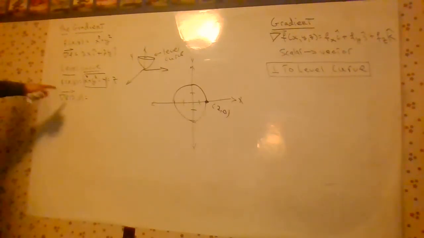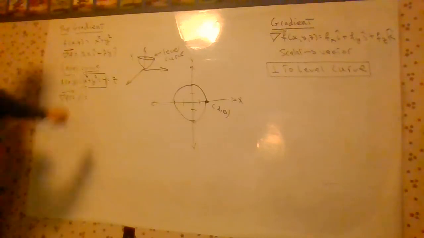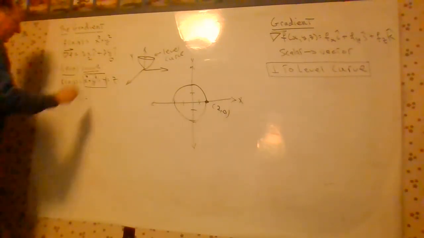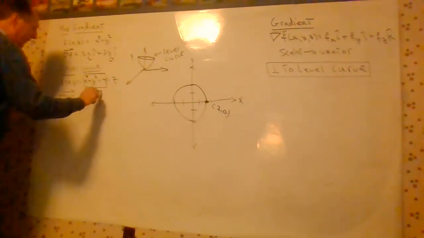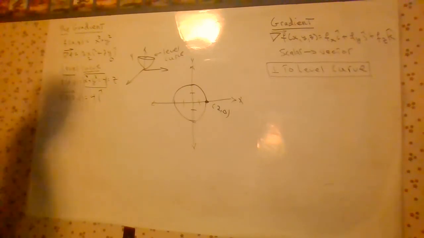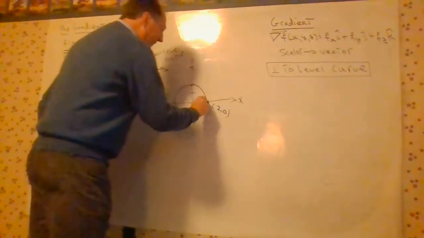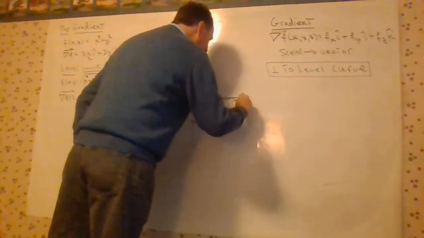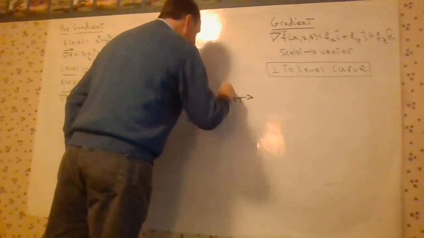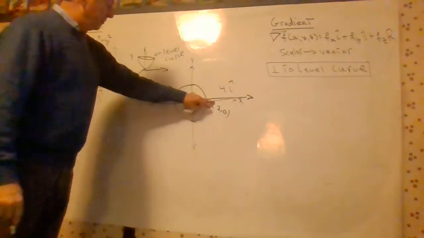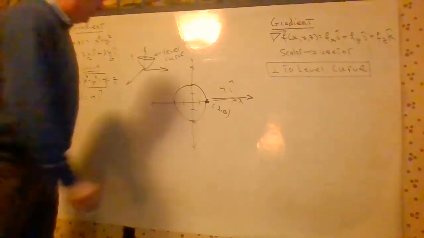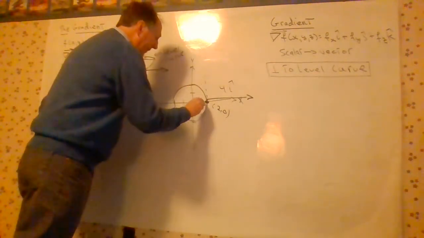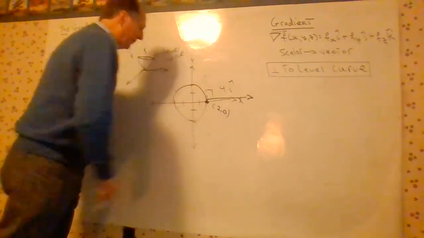Now, you can evaluate the gradient at (2, 0): x is 2, y is 0. So we want to put a 2 there and a 0 here. And we get 4i. Now, if you go to this point, you graph a 4i vector. It just goes like this. And you can notice that's perpendicular to this level curve. If you were to draw a tangent line right here, that is perpendicular.